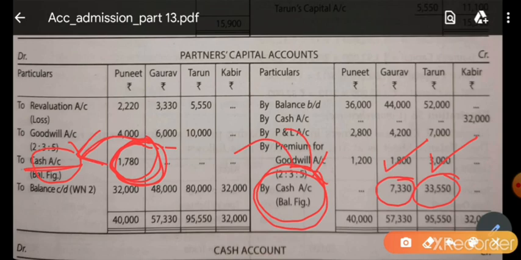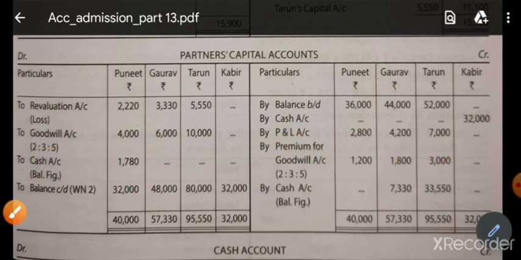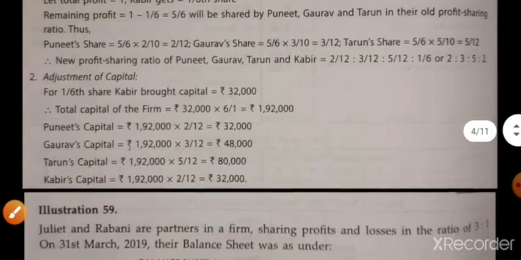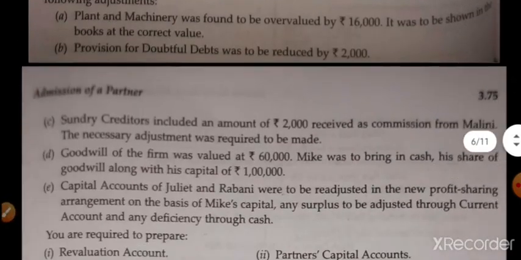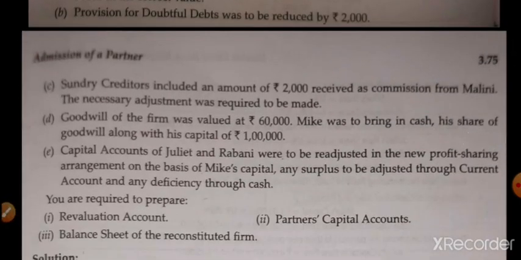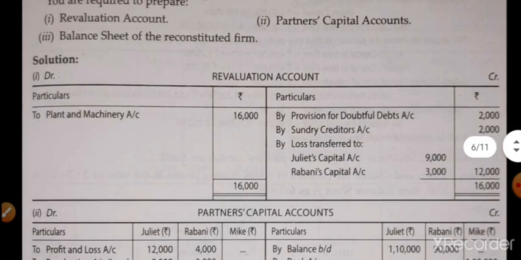So if somebody's capital is extra, the firm is not going to pay the money. That money will be transferred to current account. But if somebody's capital is less, that partner can contribute the money in cash. So this is the only change in illustration 59. The first 3 points are for revaluation, and the fourth point is for goodwill and capital. We have already done those so many times, so we will not repeat them. The last point is related to adjustment of capital, and I have explained the change.